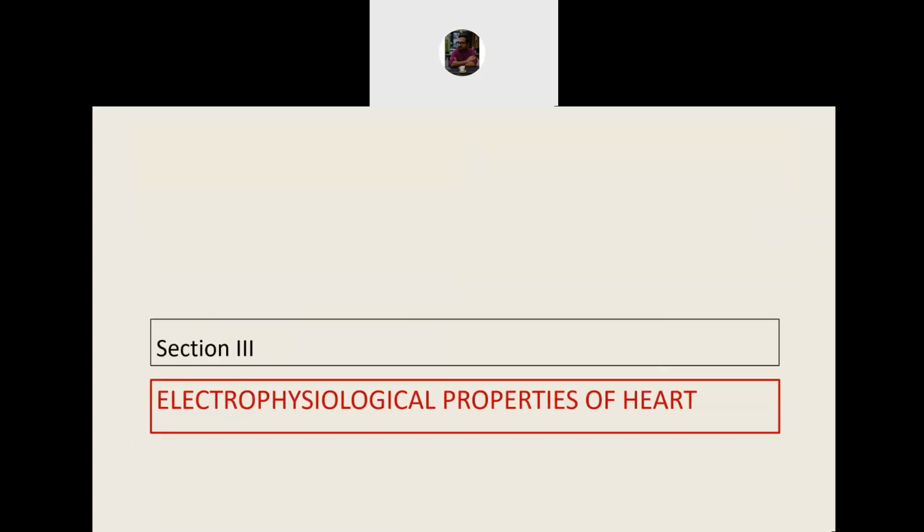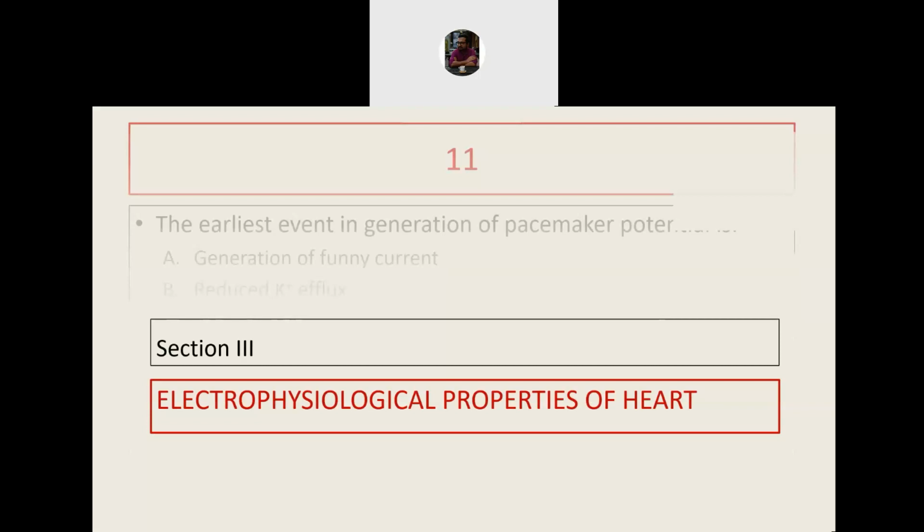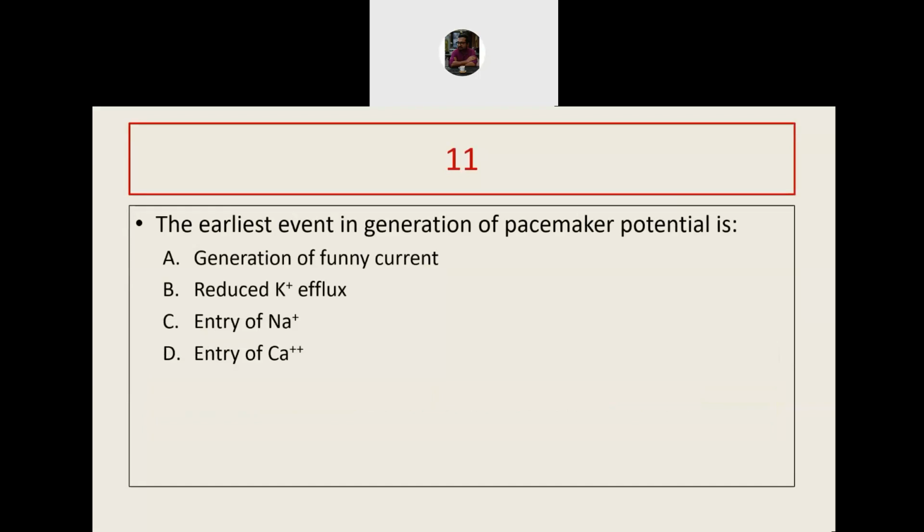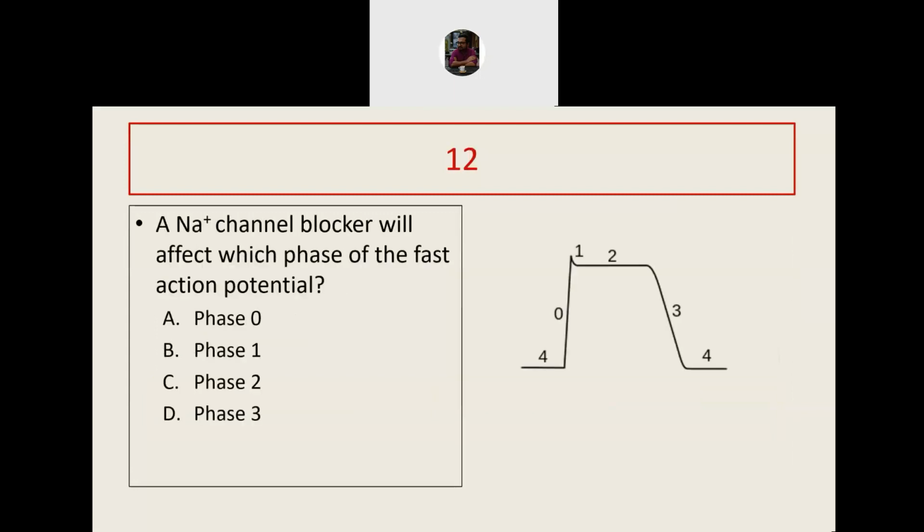Coming to the final section, the electrophysiological properties of the heart. Let us try these questions. The earliest event in generation of pacemaker potential is. Okay, the answers are all split in opinion. I'll move on to the next question. Look at this fast response action potential with the phases labeled. So if I add a sodium channel blocker, which phase of the action potential will be affected?